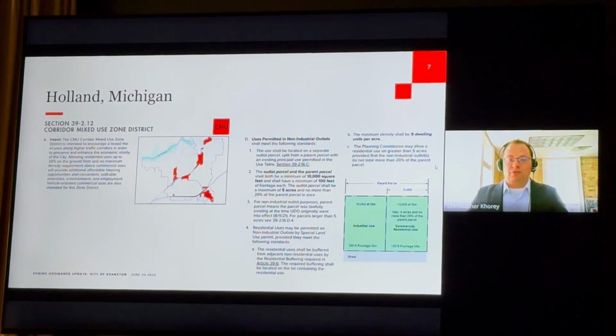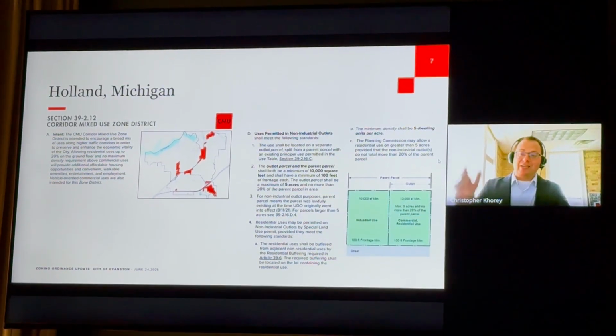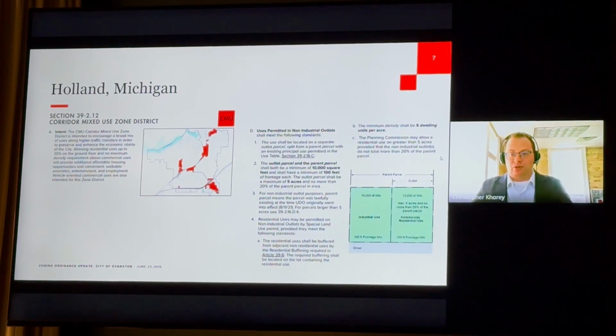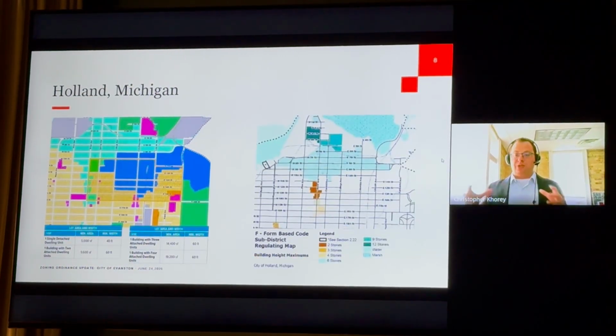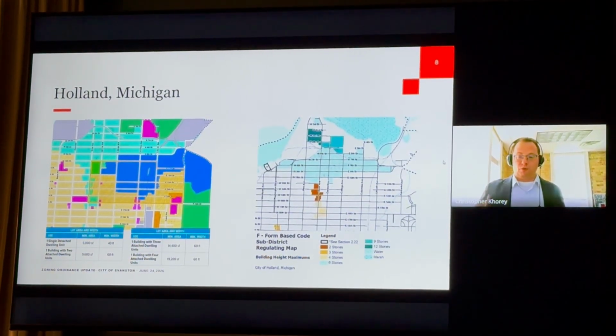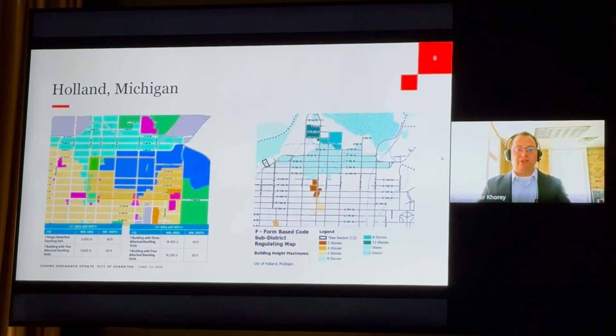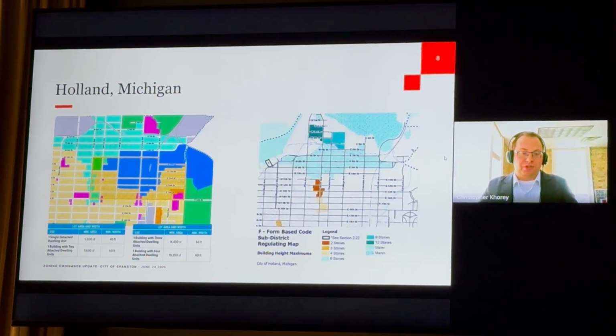Additionally, the language you see on the right is a section that allows housing in the industrial zone, which was a little bit of a creative idea that industrial businesses could build housing on their campuses for their workers, and that would not be prohibited by zoning. A couple other creative solutions here.